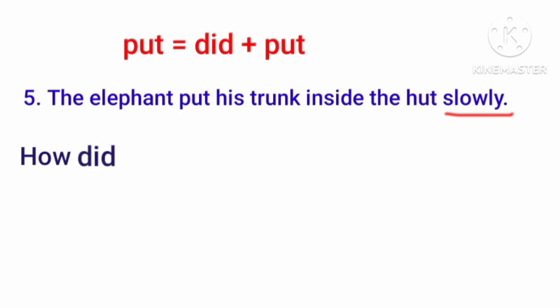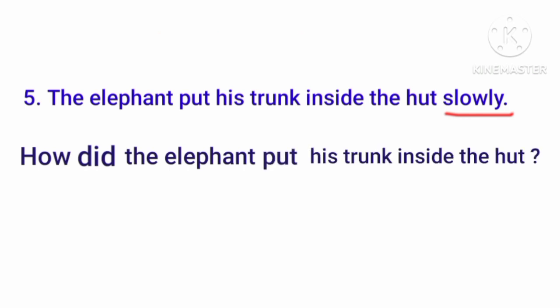After the auxiliary verb, you have to put the subject, that is the elephant. After this, the main verb in its original form, that is put. Now write the leftover portion. So our sentence is, how did the elephant put his trunk inside the hut?